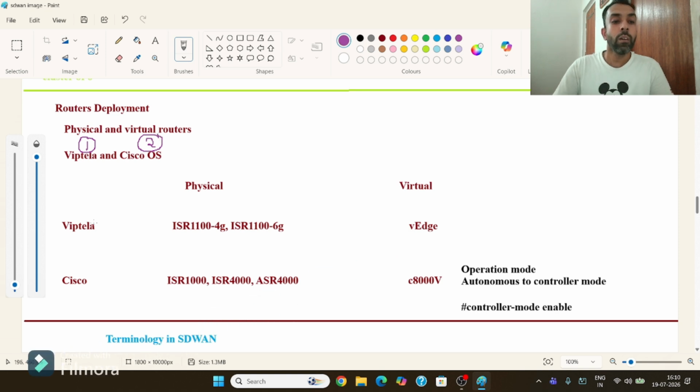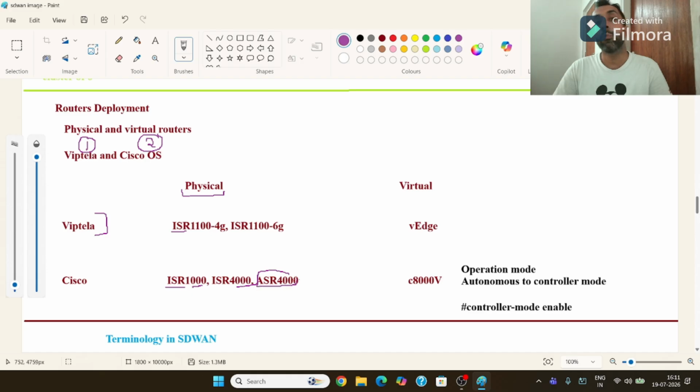If you talk about Viptela operating system routers, the physical routers available are ISR series 1100, 4G, 6G, and many more devices. But when I talk about iOS operating system routers, the physical devices which you can purchase from Cisco are ISR 1000, 4000, and ASR 4000 series routers. If we talk about virtual routers, in Viptela, we have one option of vEdge routers, and in Cisco, we have one option of C8000V series device.